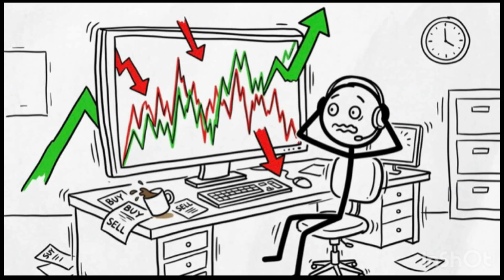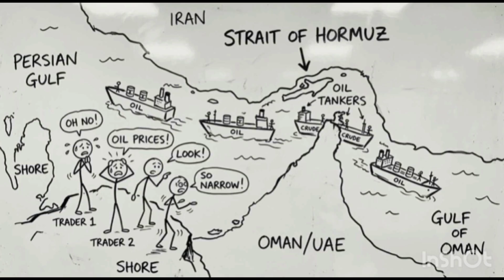The importance of the Middle East in global markets. The Middle East plays a critical role in the global economy, especially when it comes to energy. Iran sits in a very strategic location near one of the most important oil routes in the world, the Strait of Hormuz. This narrow waterway is responsible for transporting a significant portion of the world's oil supply.